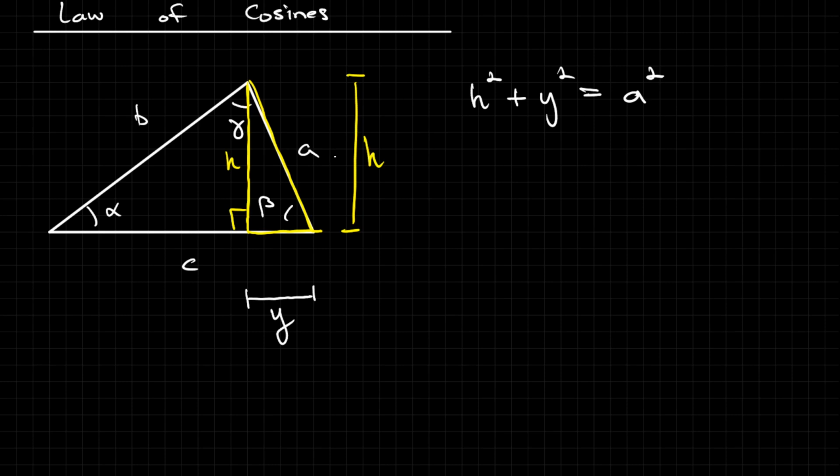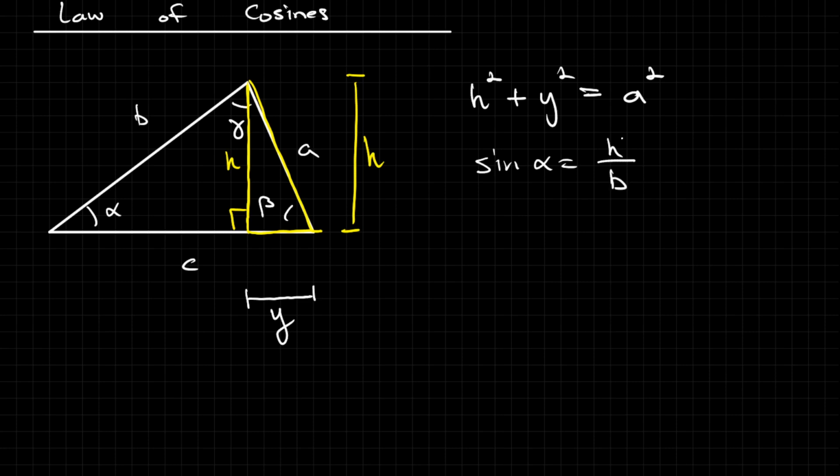Now, when I see h squared plus y squared is a squared, I want an equation that only involves the variables that were originally there. That is a, b, and c, and alpha, gamma, and beta. So I want to relate h and y to things that were originally there. What works for the law of cosines is, first, I'll notice that sine of alpha is h over b. So sine of alpha equals h over b.